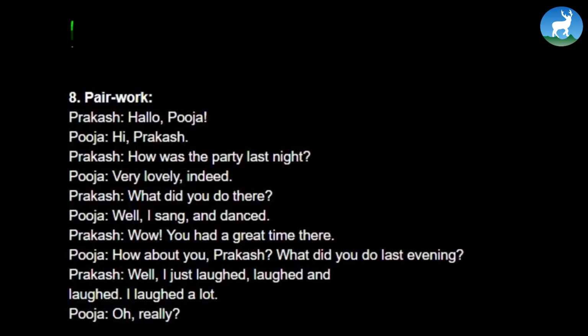Okay, let's come to something called pair work. We are just going to read the conversation and enact the conversation. So we can also enact it very well. So let's start with the pair work conversation. It's a conversation that goes between Prakash and Pooja.